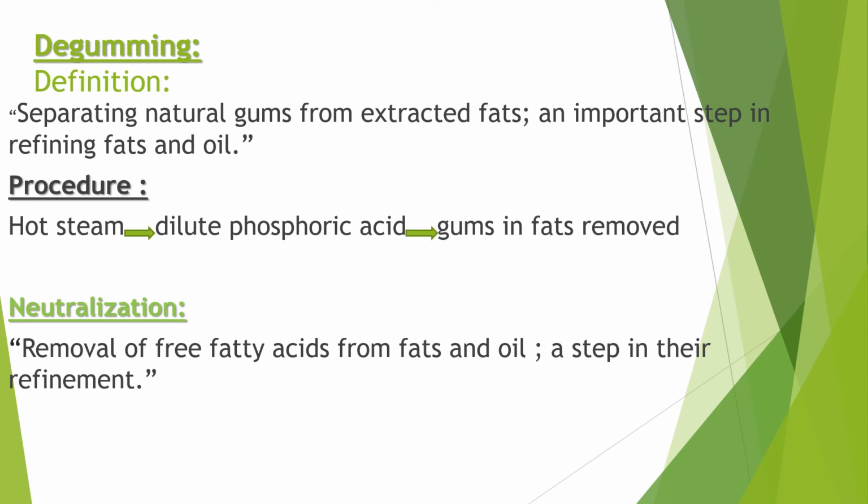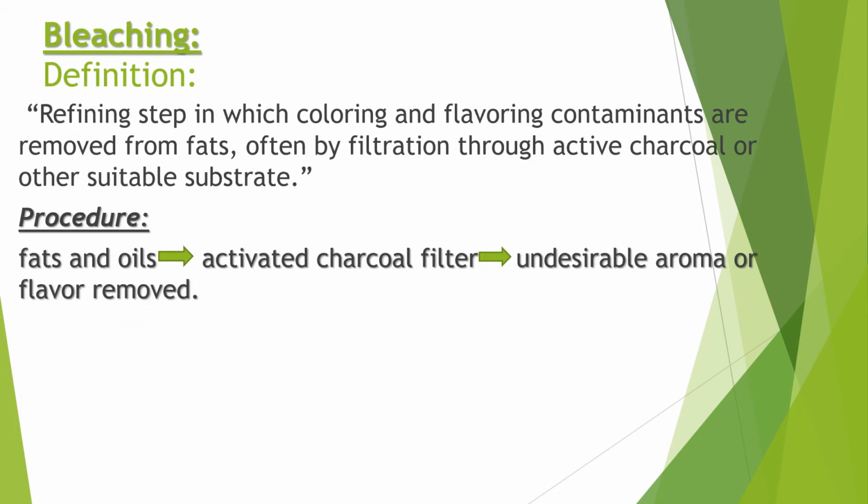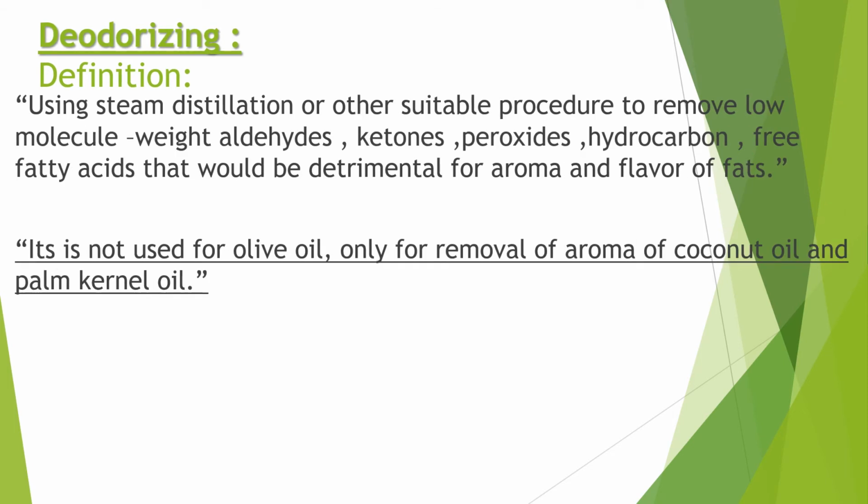So degumming, which is the separation of free fatty acids and gums from lipids, is carried out through hot steam, while in neutralization, removal of free fatty acids takes place. Bleaching is where the coloring and flavor contaminants are removed from fats. Then deodorizing, in which steam is used for distillation or other suitable procedures to remove low molecular weight compounds like aldehydes, etc.